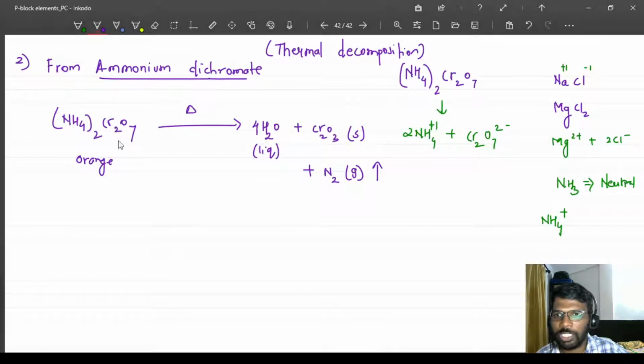Here this was the orange compound, ammonium dichromate, and this is a green color compound. Remember. Now, what could be a question? How could the questions be asked in an exam?